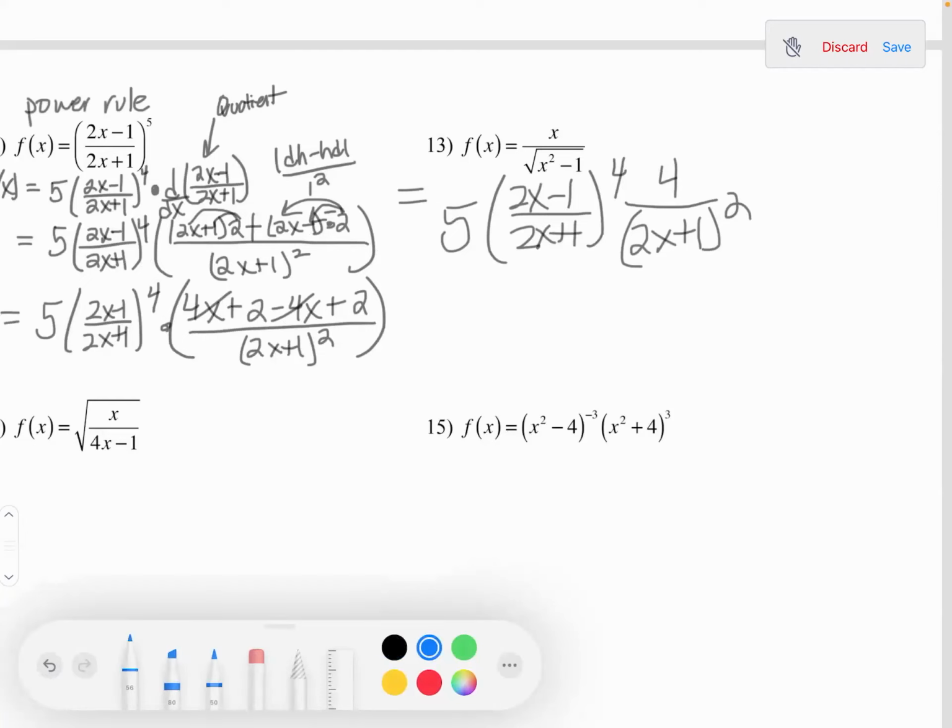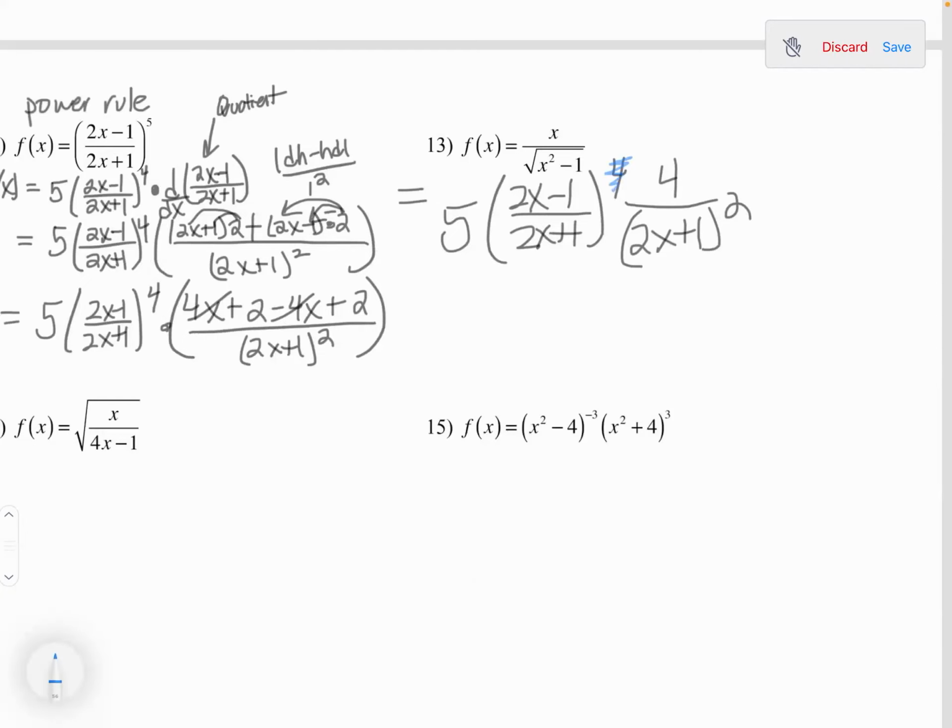If we look at this to the 4th power here, this really can be switched to have the numerator raised to the 4th power and the denominator raised to the 4th power. We can multiply the 5 and the 4 together. 5 times 4 is 20. So we get 20 in the numerator. We get 2x minus 1 to the 4th power in the numerator.